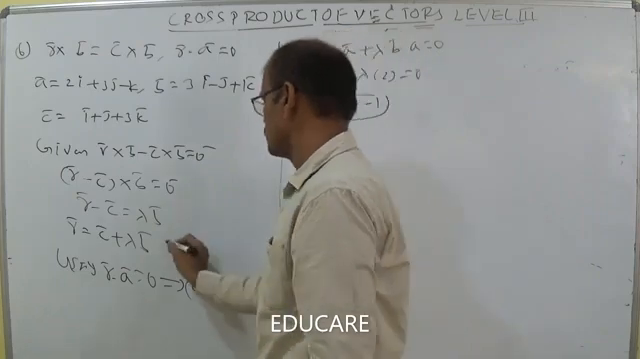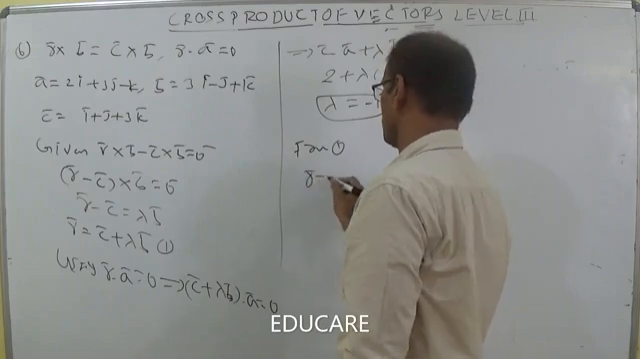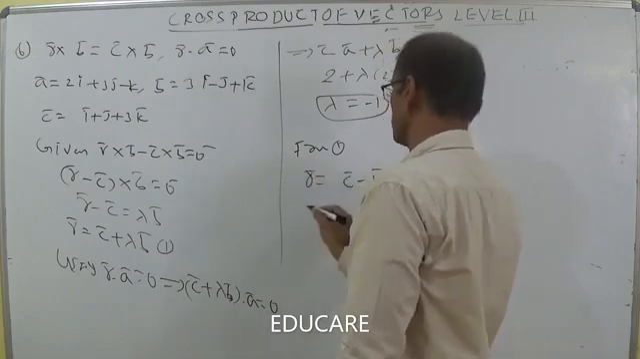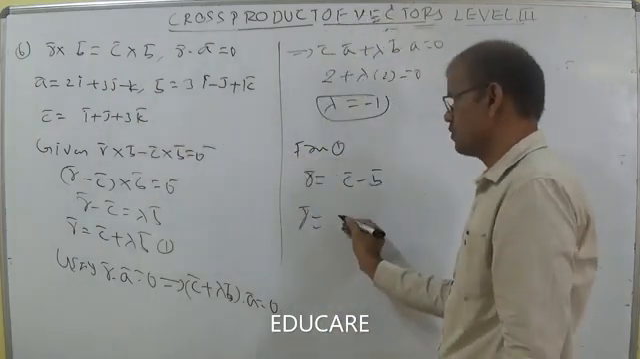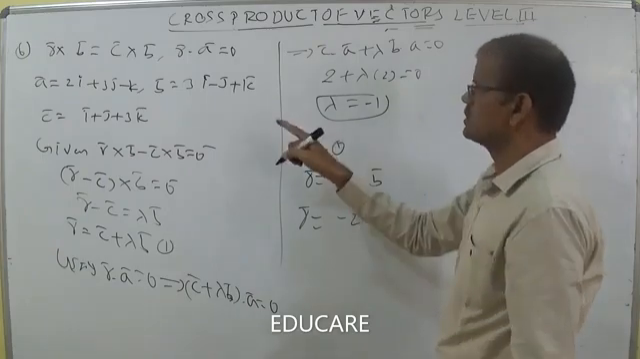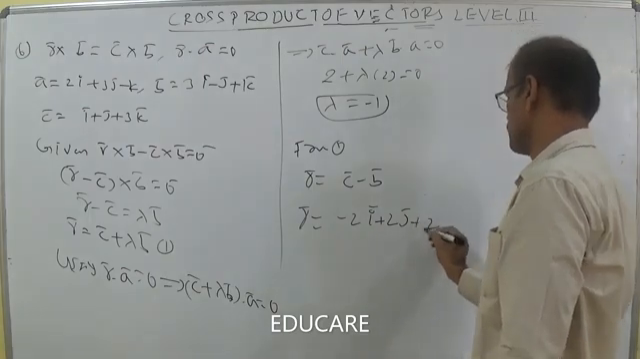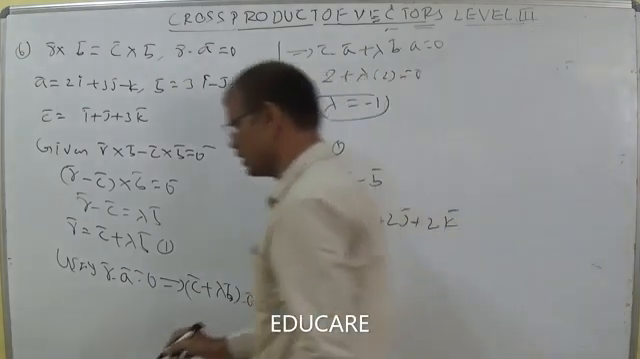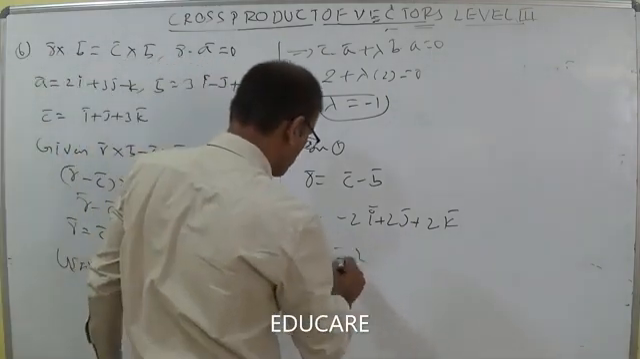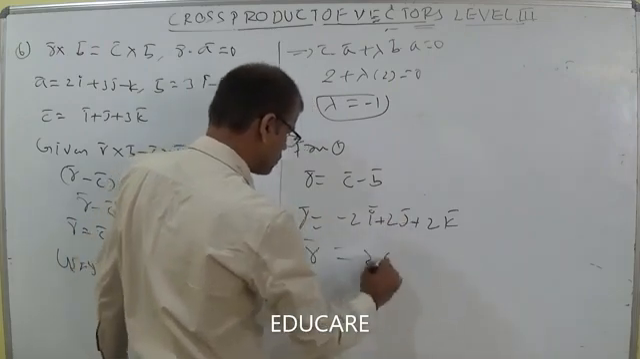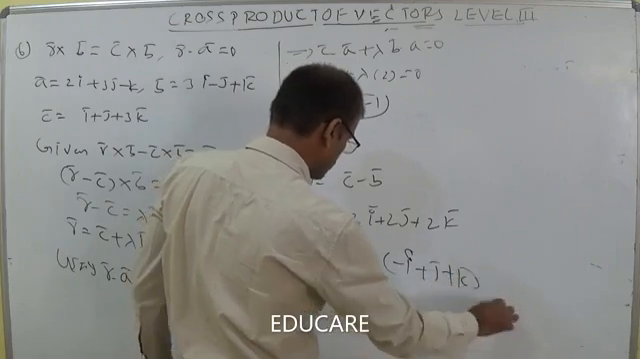Then from equation 1, you substitute the value: R bar equal to C minus B. So what is the value of C minus B here? I minus 3I is minus 2I. Next J plus J becomes plus 2J, and 3K minus K is 2K. This is minus 2I plus 2J plus 2K. Taking 2 common, R bar is equal to 2 times (minus I plus J plus K).